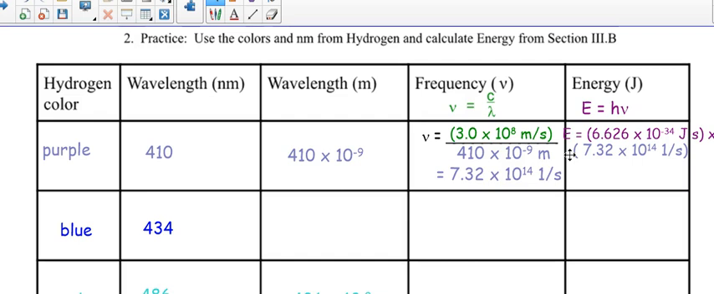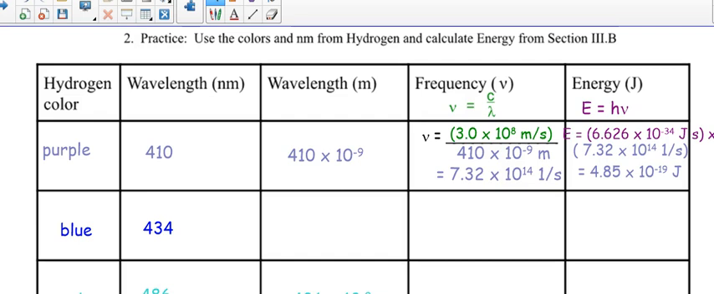And you figure this out first, and then make sure you get the same answer I get. Okay, this is what I got, 4.85 EE -19. So that one photon has that much energy, okay? All right, let's go on.